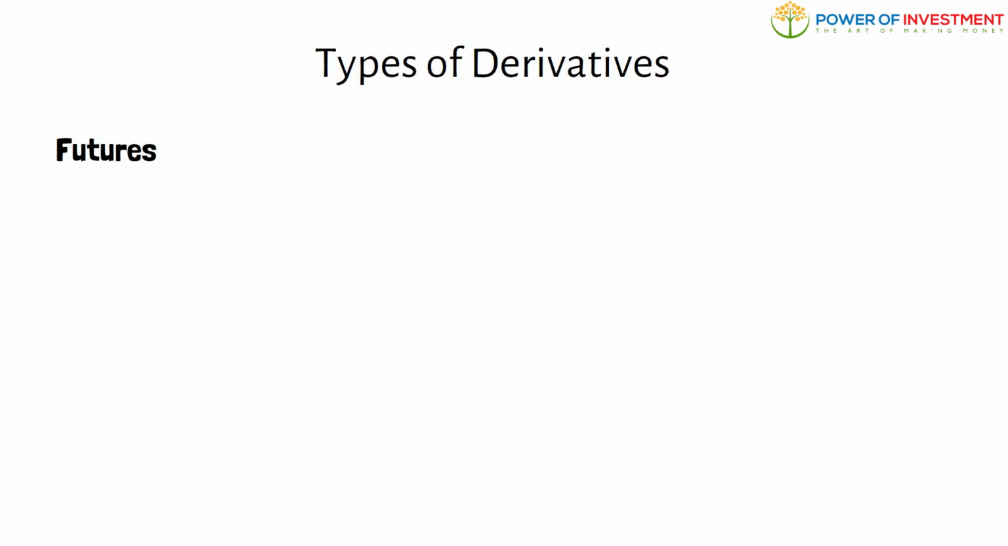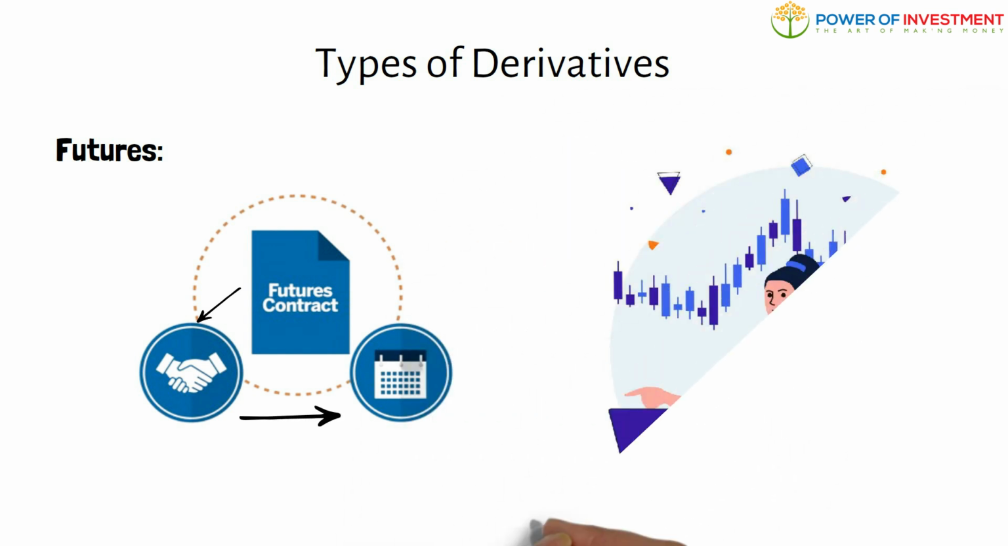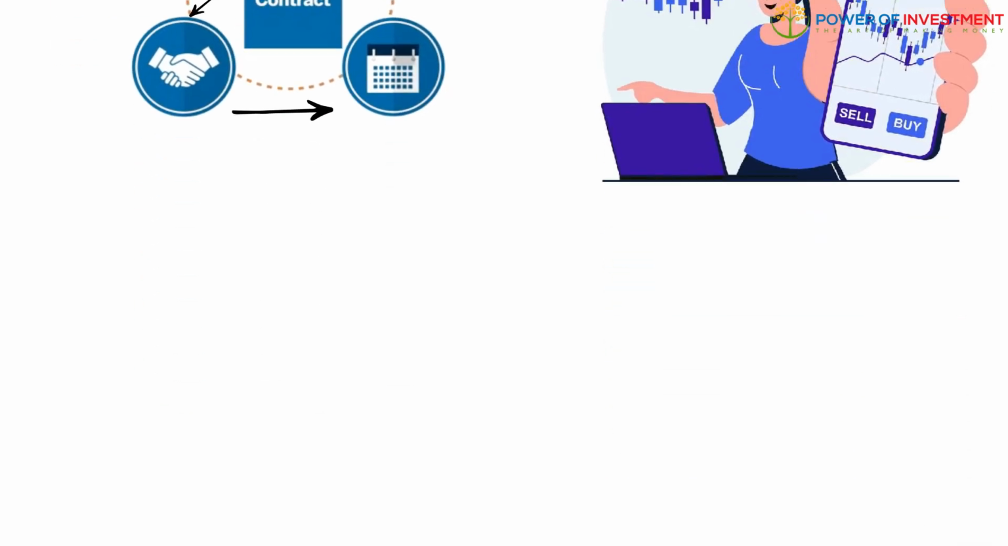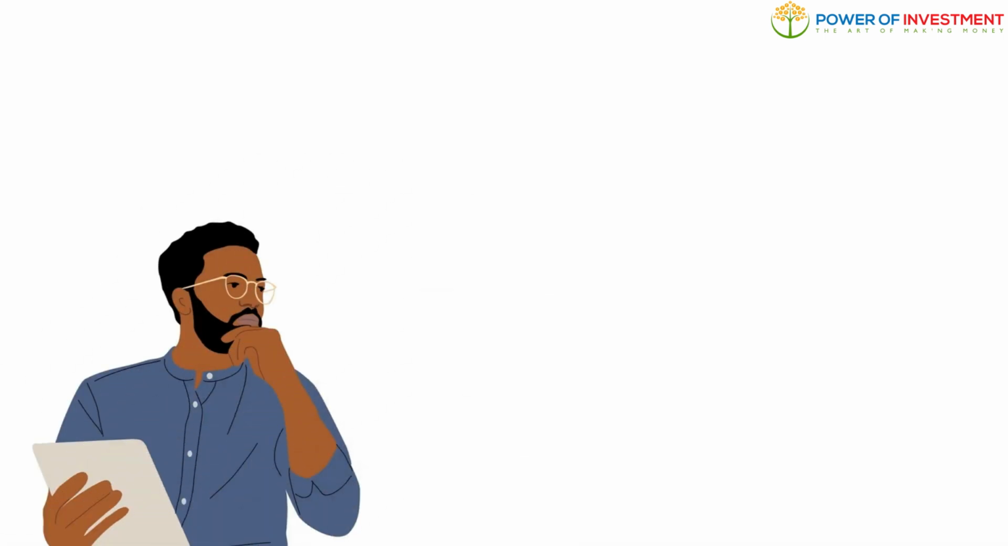A futures contract is a standardized agreement between two parties to buy or sell an asset at a predetermined price on a specified future date. These contracts are traded on exchanges and can be used for hedging or speculative purposes. Example: imagine an investor believes the price of silver will rise.